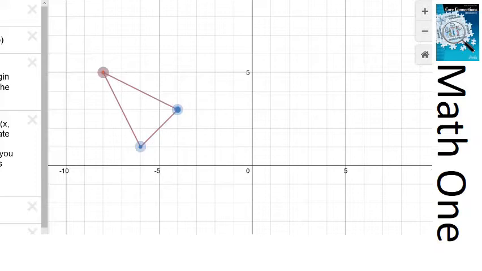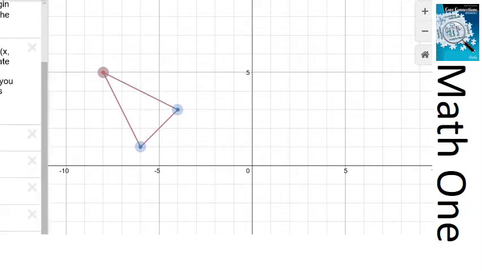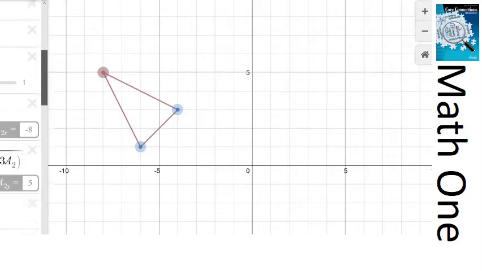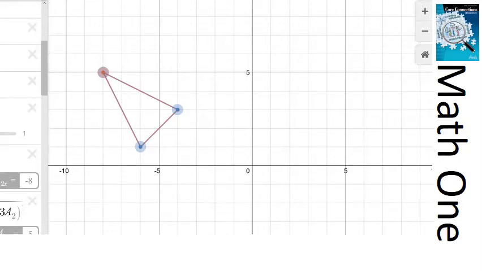This is point A. Point A is exactly at -4, 3. This is B. It's at -6, positive 1, and finally C is at -8, 5. And the first thing I'm asked to do is to rotate this triangle 90 degrees about the origin. So I think there's a preloaded sliding tool here. Yeah, here it is.